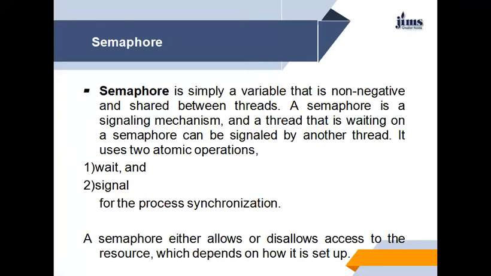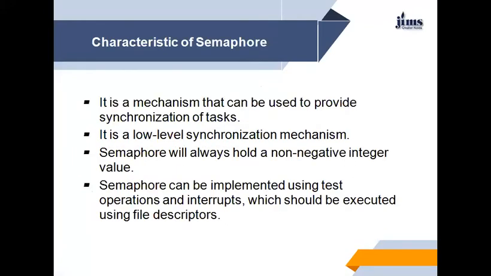Before seeing the characteristics, the classical definition of wait: while S is less than or equal to 0, we do no operation, and then S is decremented, S minus minus. And the classical definition of signal is signal S, which modifies the integer value of the semaphore.